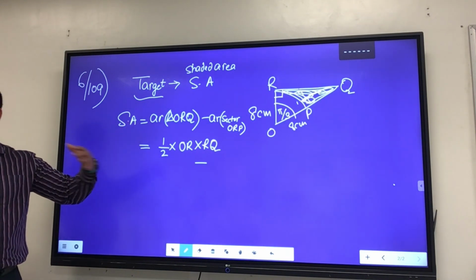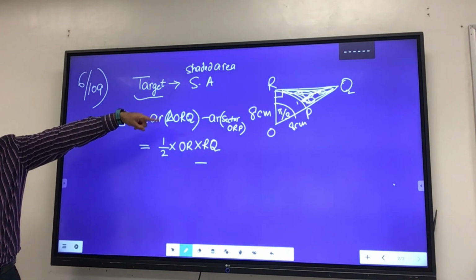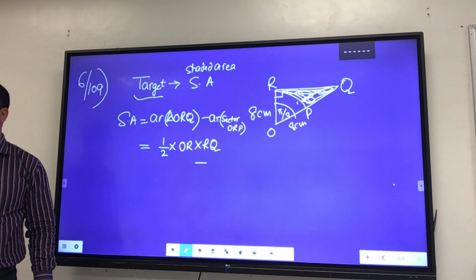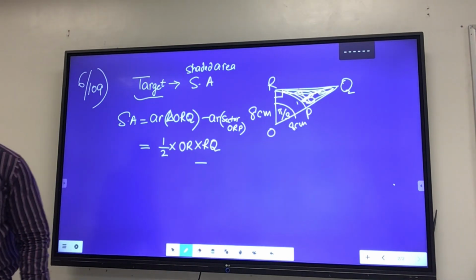What is the area of the sector? Look at this sector, ORP, what should be the area? Area of sector formula is 1 by 2.